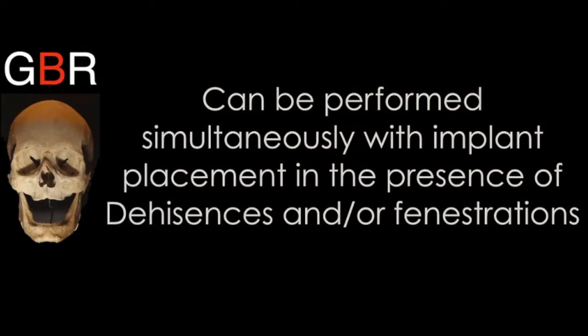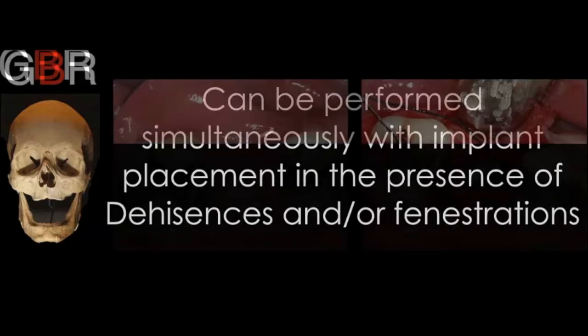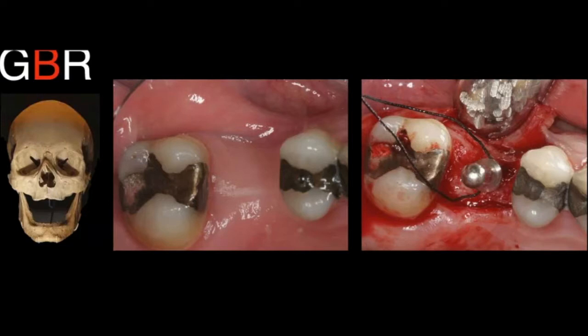Now, GBR, which is translated to guided bone regeneration, which is bone grafting in order to obtain an augmentation procedure, can be performed simultaneously with implant placement in the presence of dehiscences and or fenestrations. What that means for us is, in this particular case, we have an implant that needs to be placed in conjunction with the bone grafting. Why? Because, as we said, the best prosthetic position for this implant was going to be the central ridge.